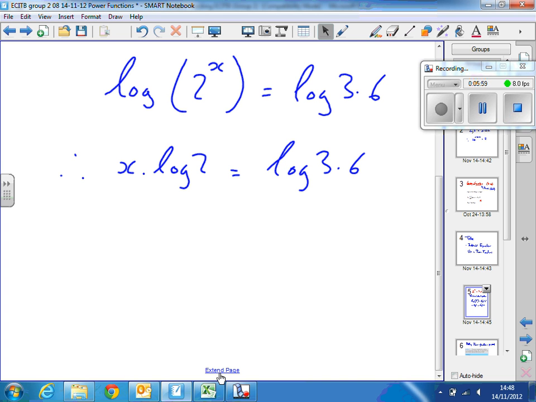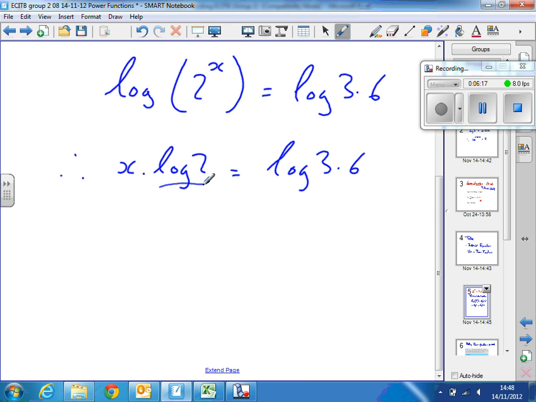And that's the point of it. Now it's like a straight equation. X times a number. Log 2 is just a number. We could work out what that was just by hitting log 2 on the calculator. It's just a number. So x is multiplied by log 2. So to get x on its own, divide by log 2.